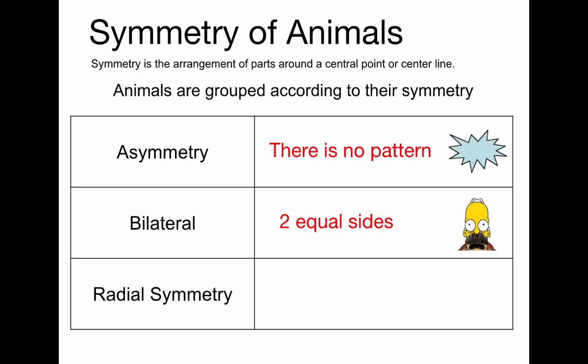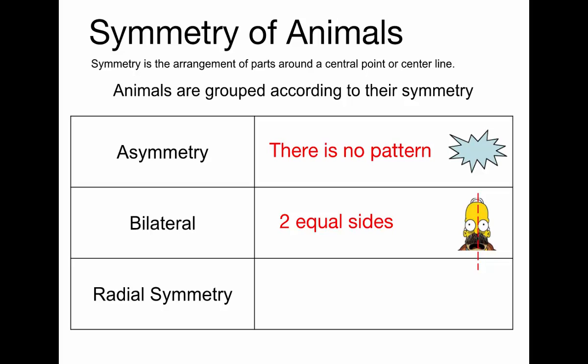An example of an organism with bilateral symmetry. If you draw a line down the middle of Homer, you have basically 2 equal sides. Now it doesn't have to be perfect. It's the overall layout of the organism. Okay? If one ear is longer than the other, that doesn't affect symmetry. Nothing's going to be completely identical side to side, but the overall body plan.